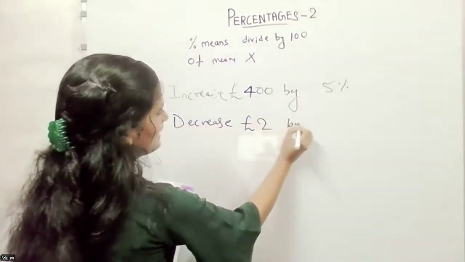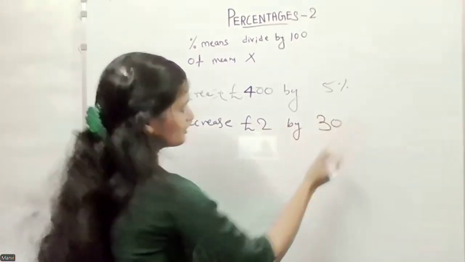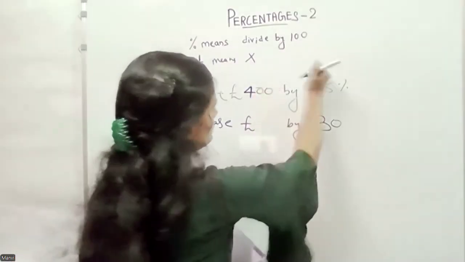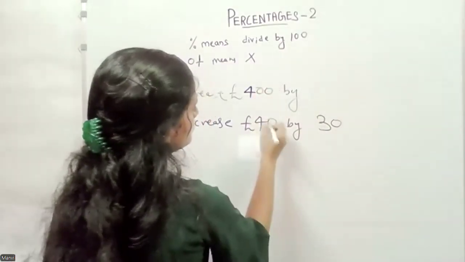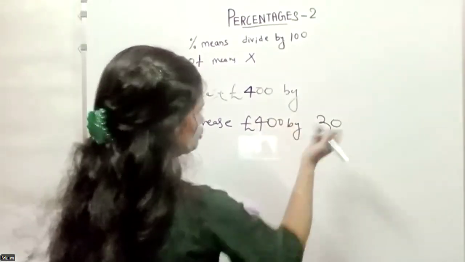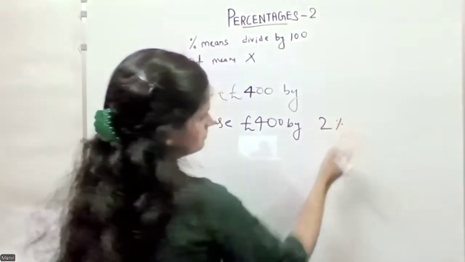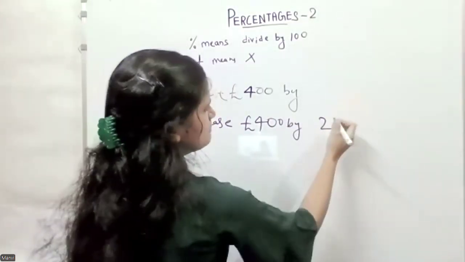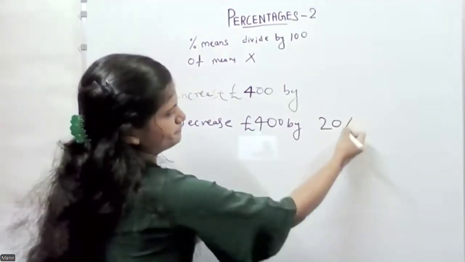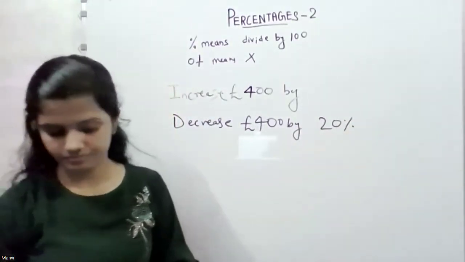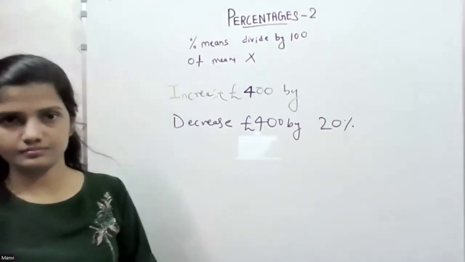Decrease £2 by 30%. Oh no, this will be hard for you in first go. Same question. £400 by 20%. This time 20%. Yeah. Okay. I think I might know how to do this.